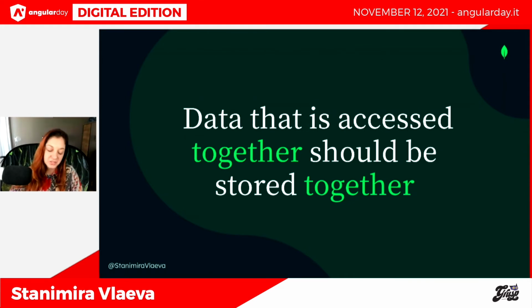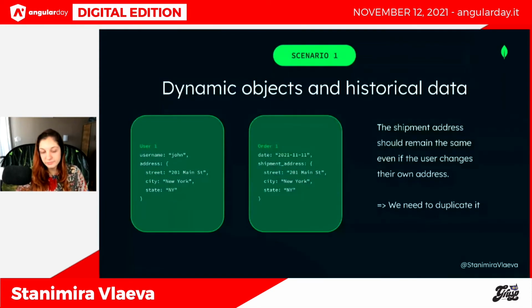But I know that you're developers, you can't just forget that there is this caveat here. So all right, let's think a bit more about duplication, and I'm gonna take you through two different scenarios, which are kind of the general scenarios for dealing with duplication. The first scenario is when we're dealing with dynamic objects and historical data.